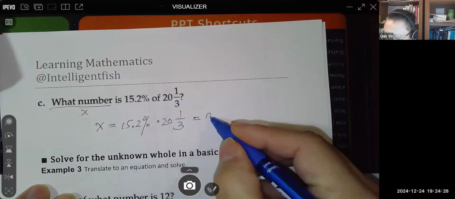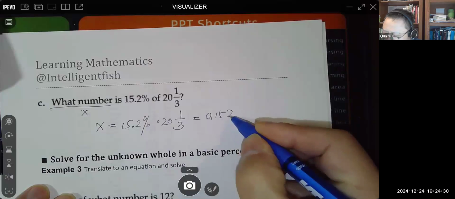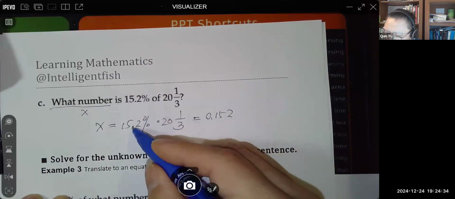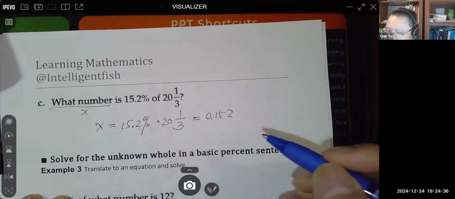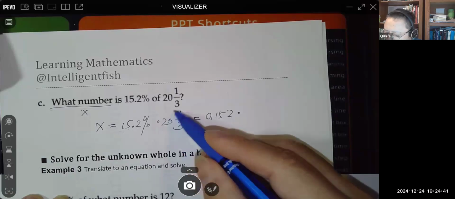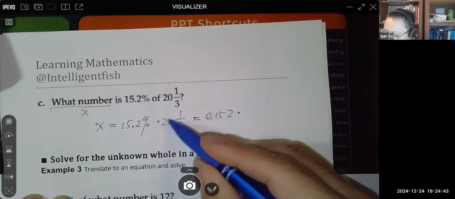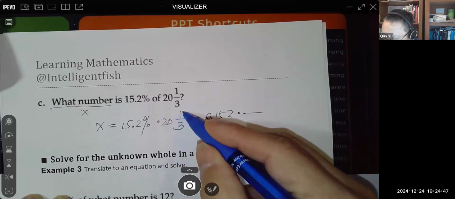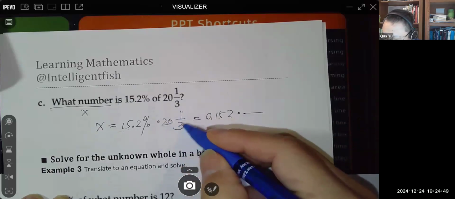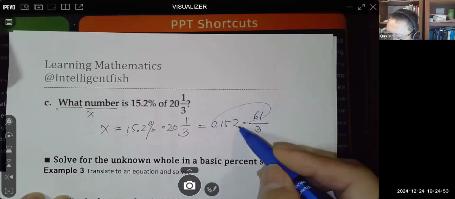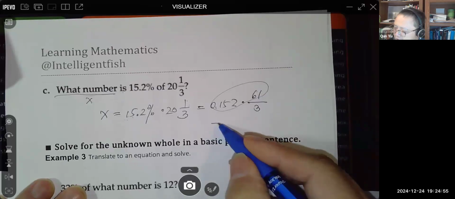15.2% is 0.152. Remember, percent to decimal is divided by 100, or you can move the decimal point 2 places to the left. Then, times. For multiplication with fractions, we need to change this one to a mixed number. So multiply and add to the numerator. This is 61 over 3. Now you can multiply these two together and divide by 3, and that's our answer.